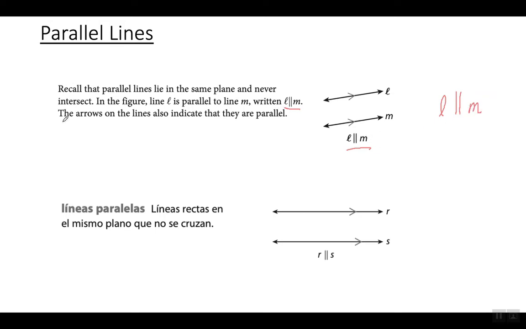And also notice that the arrows on the lines also indicate that they are parallel. So this arrow means that this line right here is parallel to this line right here. You're going to see that throughout this chapter and throughout the whole year. And I'll remind you every time it comes up. But those arrows mean parallel.